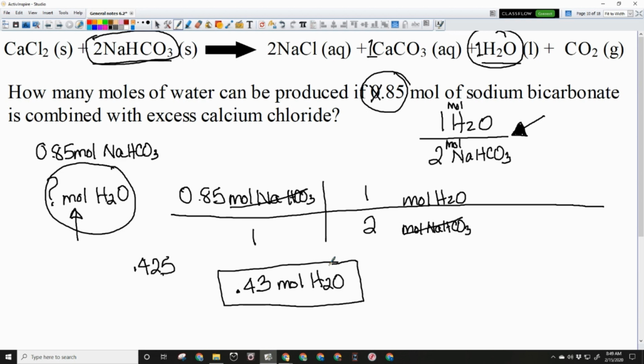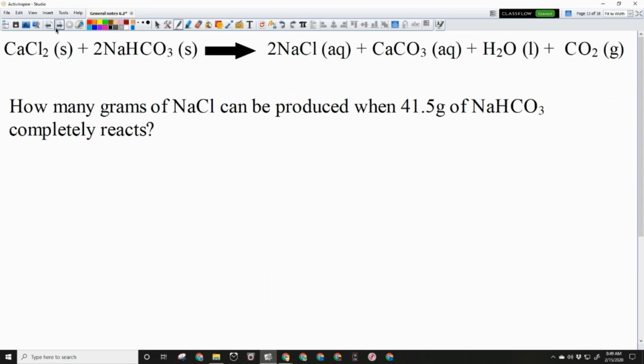Now, we can take that moles of water and we can convert it to grams of water. We can convert it to liters of water if it was a vapor, or we can convert it to particles using the mole map. But we started off easy and just kept it as moles. Okay, one more example. How many grams? So now we have to go to grams. We have to use this mole map to go to grams.